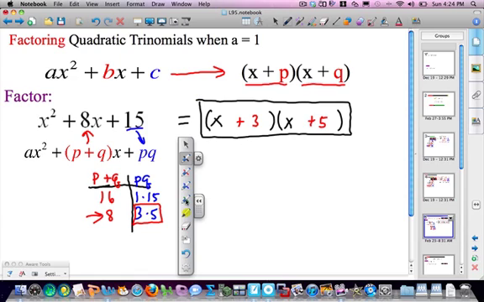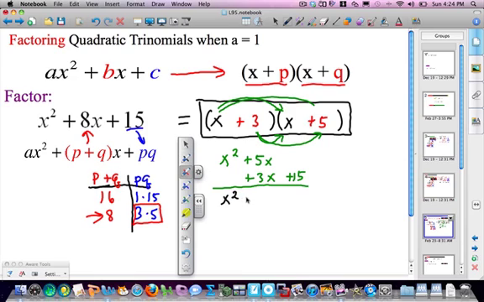Now let's run a quick check to make sure that we factored it correctly. We're going to use FOIL to do this. X times x is x squared. X times 5 is 5x. Multiplying the inner terms, 3 times x yields a positive 3x. And multiplying 3 times 5 yields a positive 15. And we're going to combine like terms. We get x squared plus 8x plus 15, which is the same as the expression that we started with. So we know that we have factored x squared plus 8x plus 15 correctly.